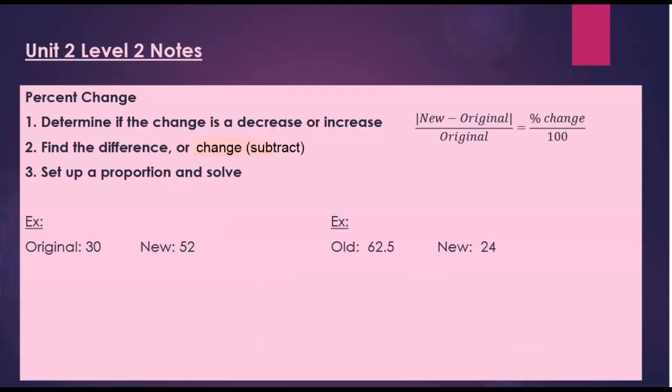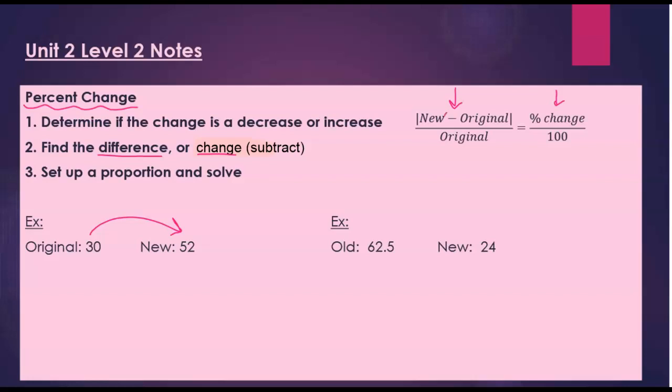Let's look at our first example. To find the percent change, we're going to determine if it's a decrease or increase. And from the original to the new, it was an increase. So I know my answer is a percent increase. Now to find that percent change, I'm going to find the change or difference of what happened. So 52 subtract 30 is 22.